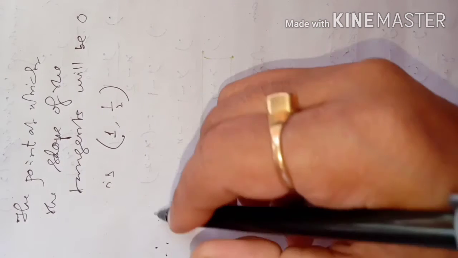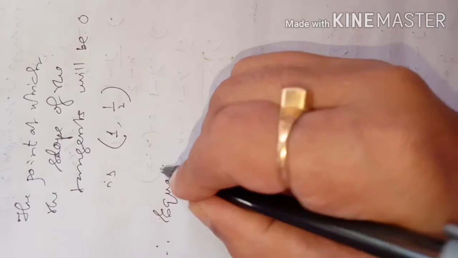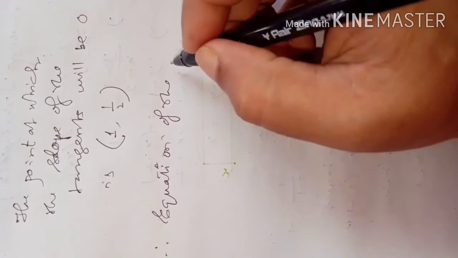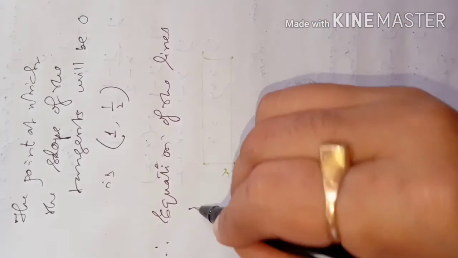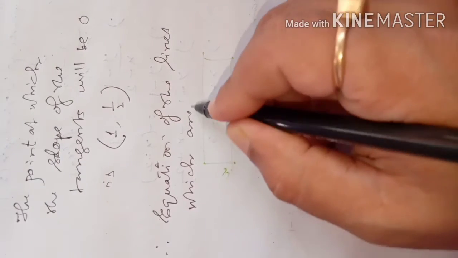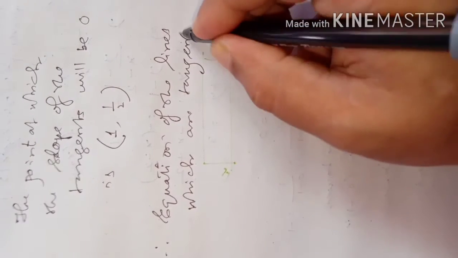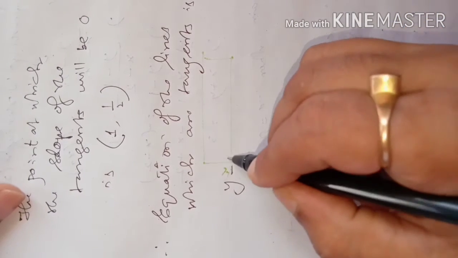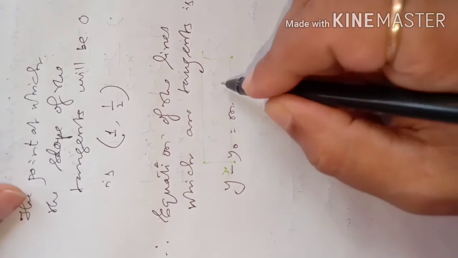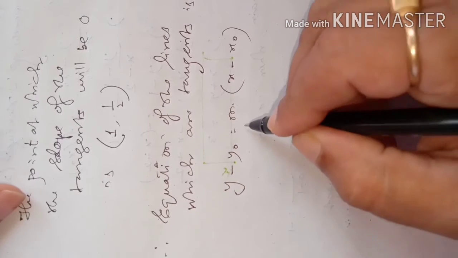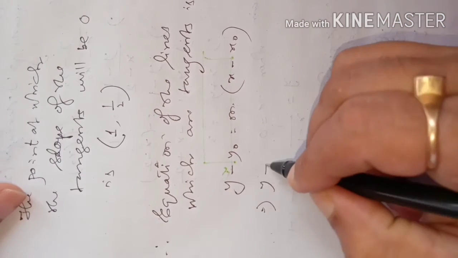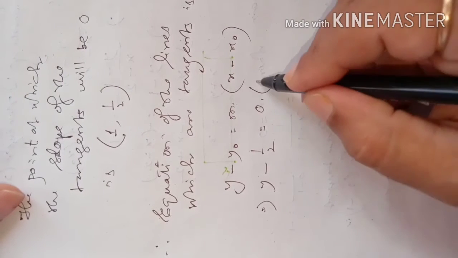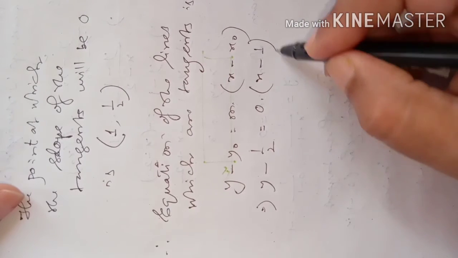Therefore, the equation of the lines which are tangents is y minus y naught equal to m times x minus x naught, where m is the slope. So y minus y naught, where y naught is 1 by 2, is equal to, what is the slope? 0, into x minus x naught, which is 1.